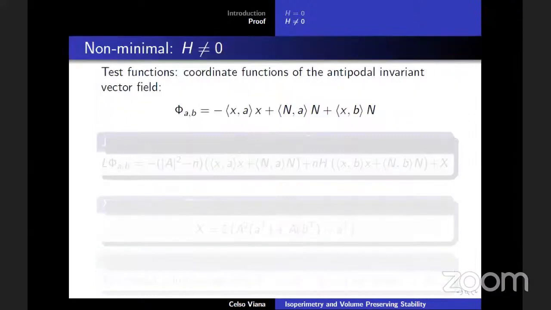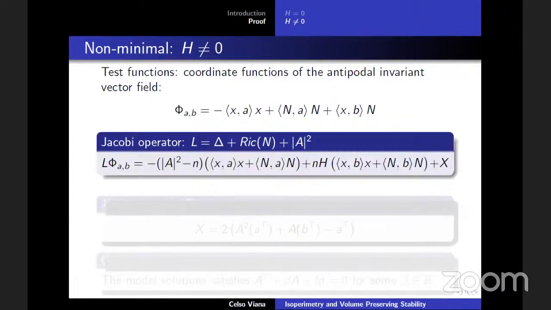Okay, so now let's look at the CMC case, right? We still want to use similar vector fields because they enjoyed success in the minimal case. And as you can see, there is a minor difference, which is this minus sign that appears before the first term. This minus sign is not very important in the minimal case, but in the CMC case it is very important, as I will explain in a minute, okay? So these are the vector fields.